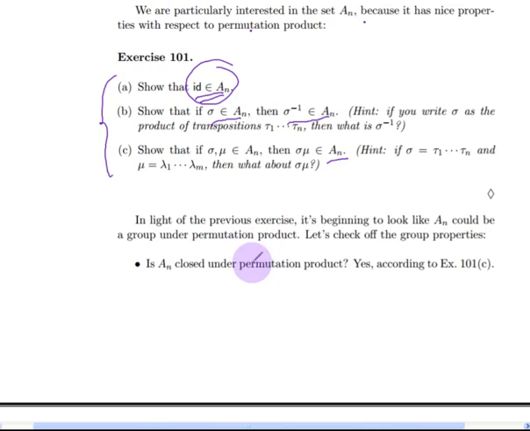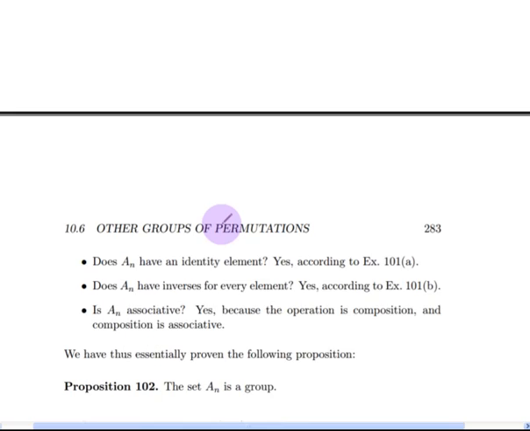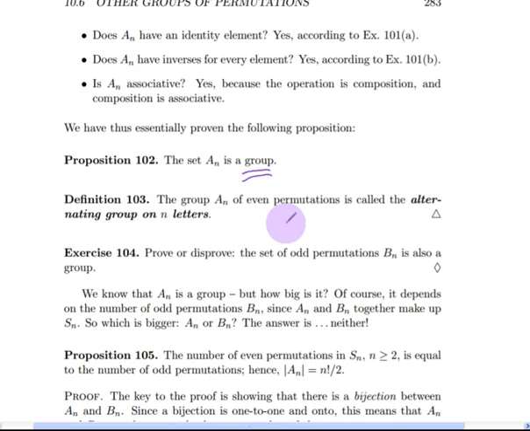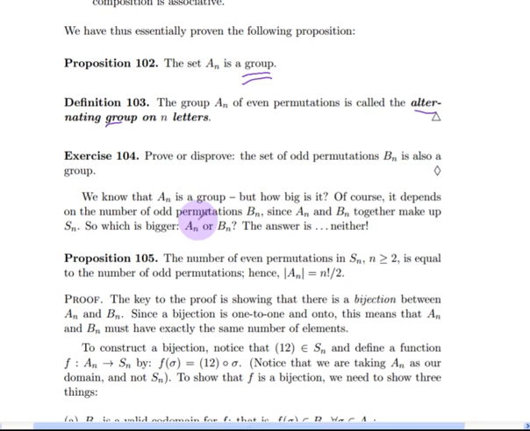Okay. Turns out that the even permutations are indeed a subgroup of the set of permutations. And this is called the alternating group. So An is the alternating group on n letters.